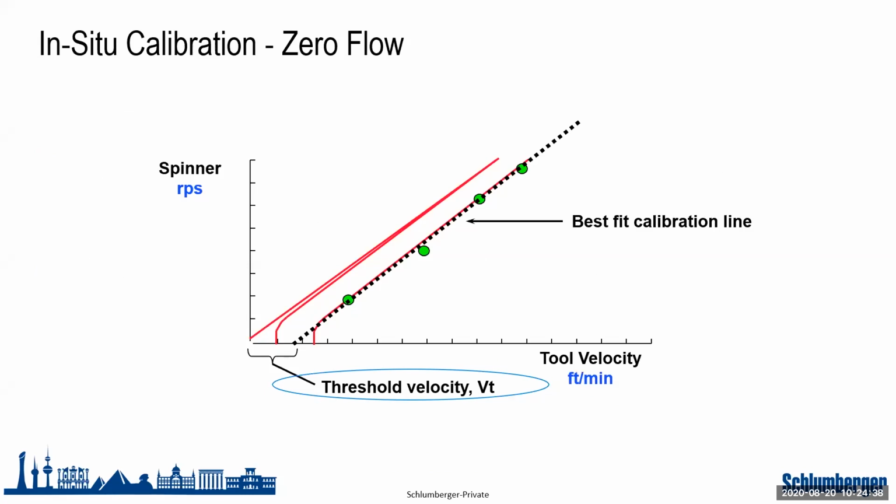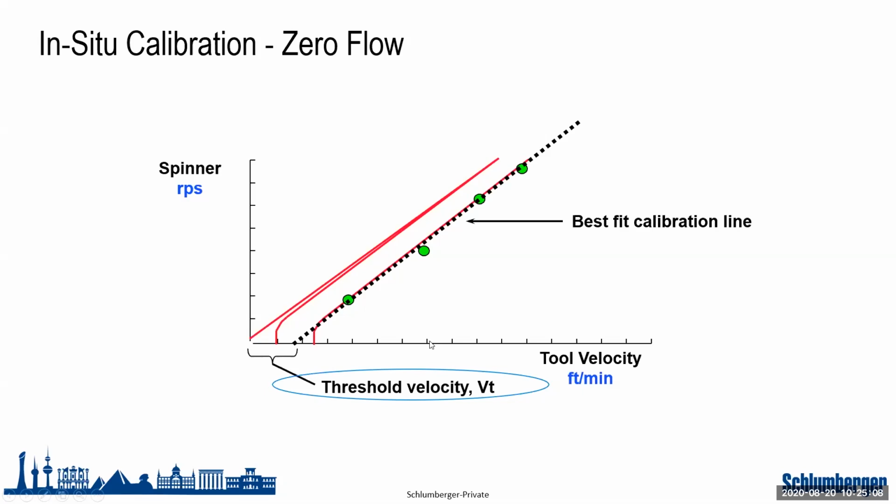Okay, now, whenever we are going to do the spinner calibration, basically those passes that you saw, we are going to plot them together, okay? We are going to have here the tool velocity and we are going to have here the spinner RPS. So these green points that you see in this plot are basically the tool velocity. Let's say I am moving my cable at 30 feet per minute. What is the RPS that I was reading when moving the cable at 30 feet per minute? And I will actually plot my point.